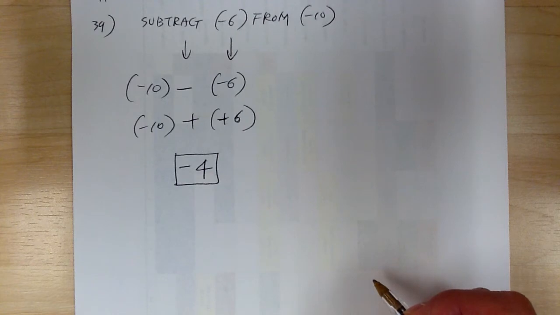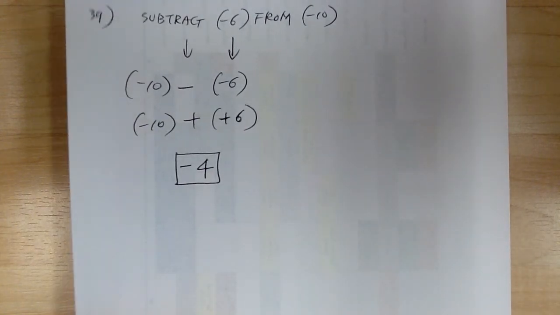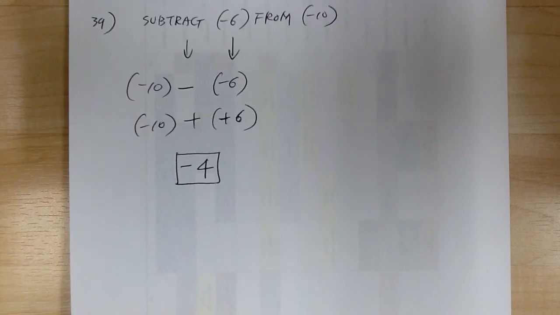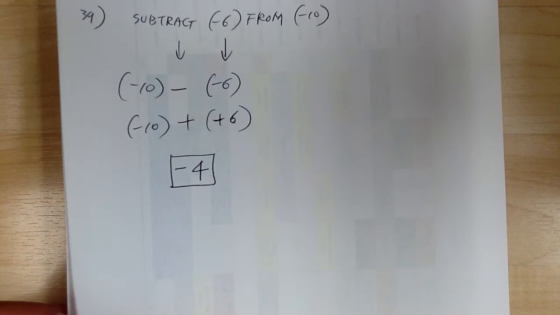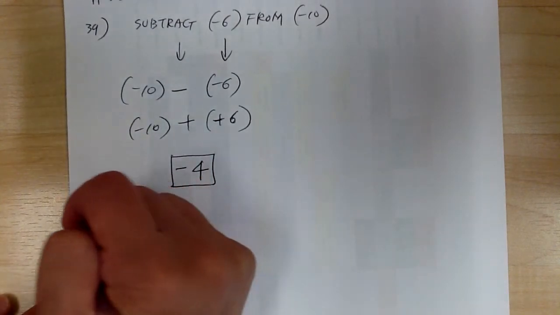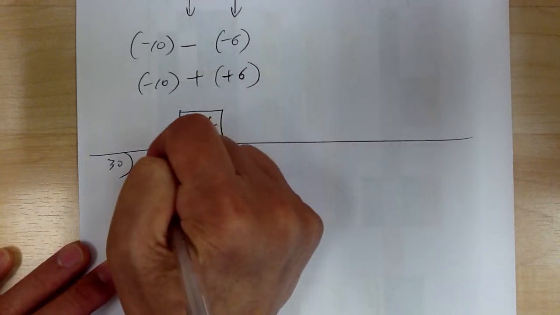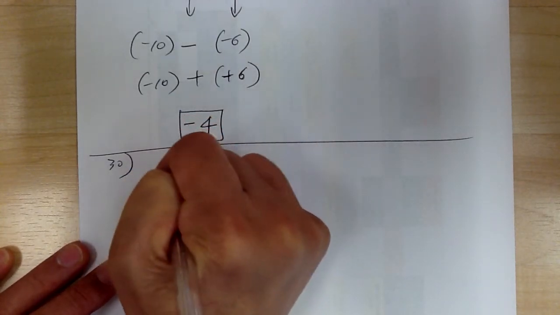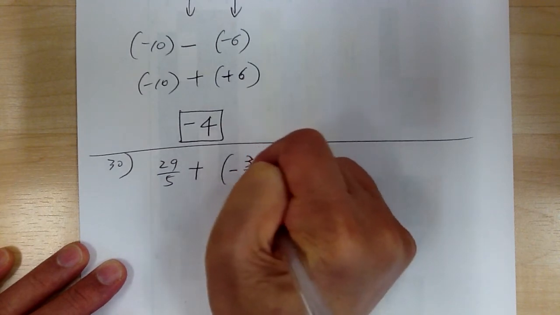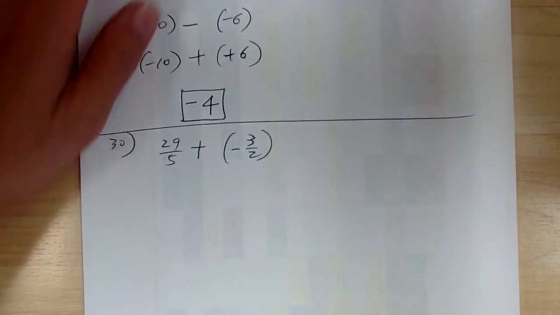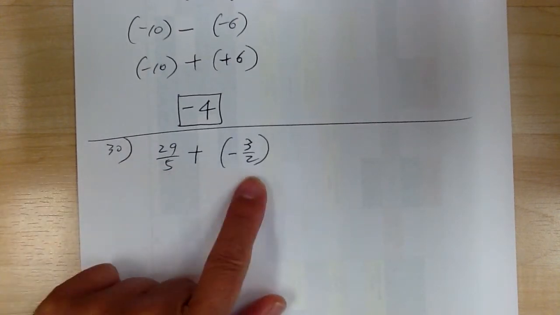Now let's go to the next one. Okay, you also need to know how to subtract the fractions, like number 30. So you have 29 over 5 plus -3 over 2. So first check, okay, it's addition, so you're good, but the denominators are different, so you need to make them into a common denominator.